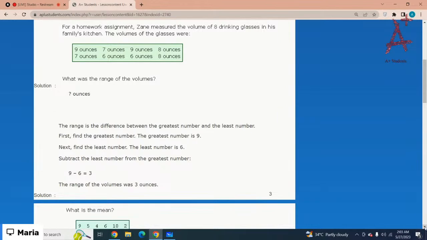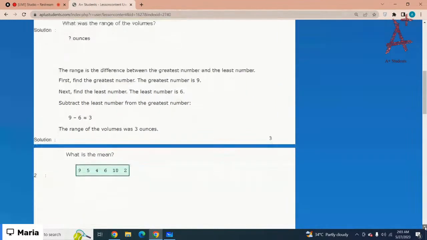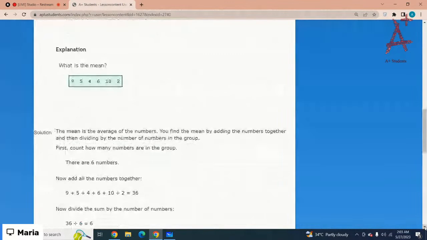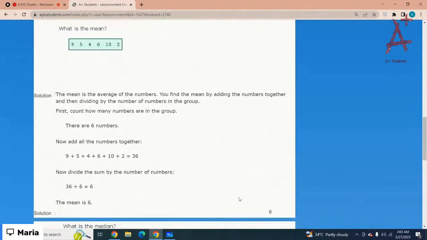Then you have to calculate the mean of the data. How do you calculate the mean? That is the definition of the mean: the mean is the average of the numbers. You find the mean by adding the numbers together and then dividing by the number of numbers in the group. You have to add them up, and then there are 6 numbers, so you have to divide their sum by 6.